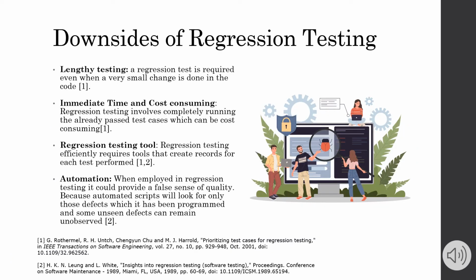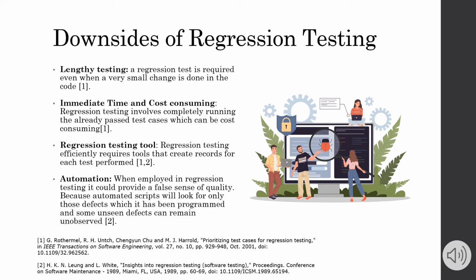As discussed previously, there are some benefits of regression testing. However, some of the downsides include lengthy testing. For example, a regression test is required even when a very small change in the code base is performed. And even though constantly running this test continuously for every single change has a positive outcome, this delays the whole testing process and the software development overall. There's also a time and cost-consuming process.